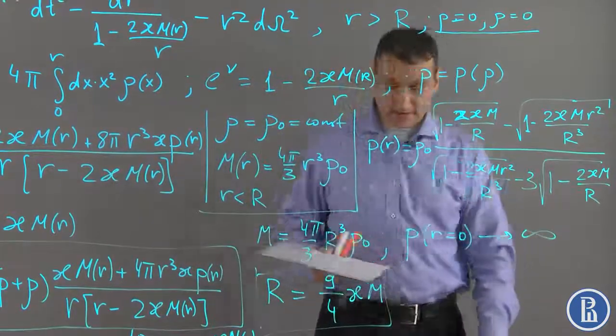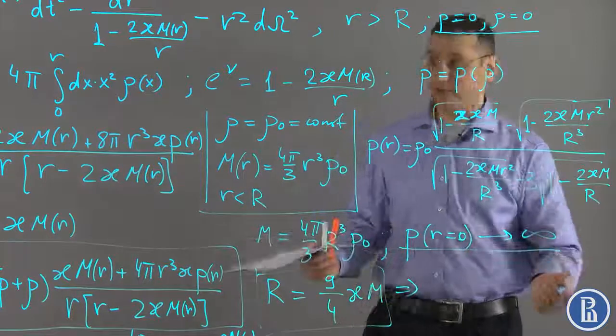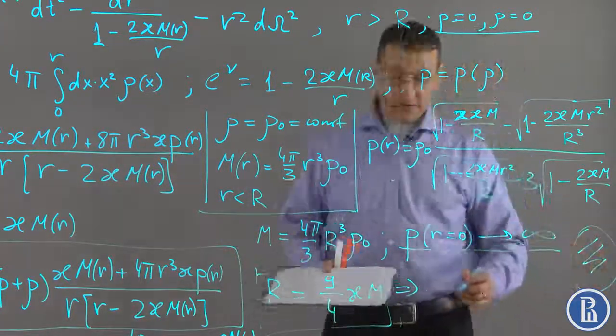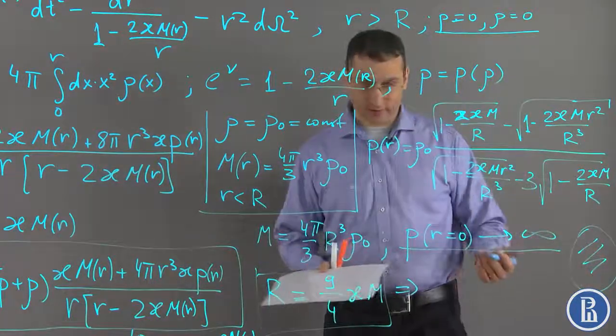So from this, one can see that, well, this is a rather unphysical situation: the pressure inside the star, inside the body of the star, blows up. So we don't want to have this situation. This is unphysical. It doesn't realize in real situations.